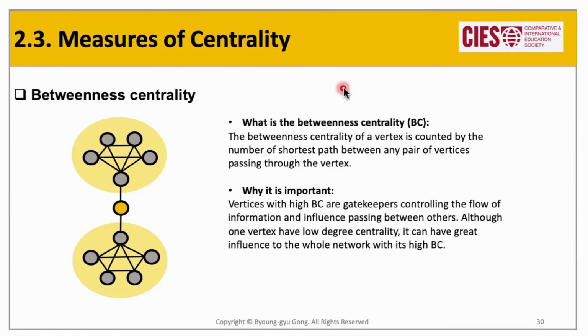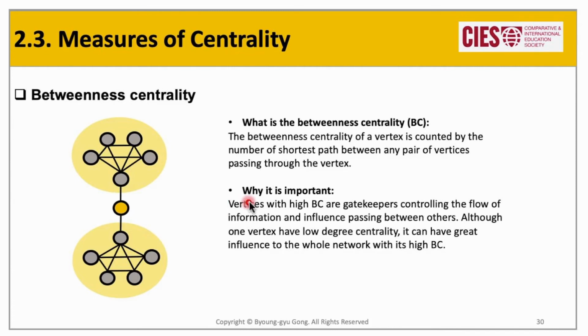Then, the next centrality measure to introduce is betweenness centrality. The betweenness centrality of a vertex is counted by the number of shortest paths between any pair of vertices passing through the vertex. Let's just assume that, as in the example picture here, 2 clusters of the network are connected only through the yellow vertex. If that is the case, although the degree centrality of the yellow one is only 2, its betweenness centrality must be incredibly huge.